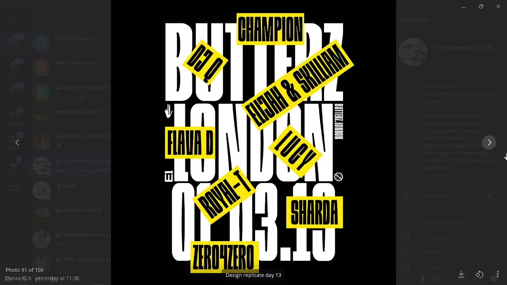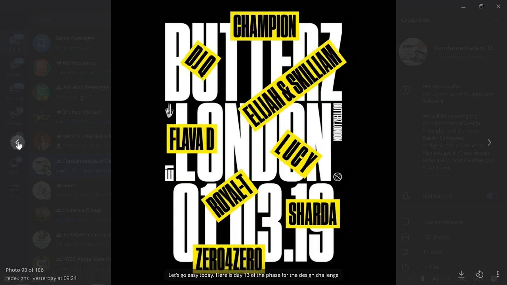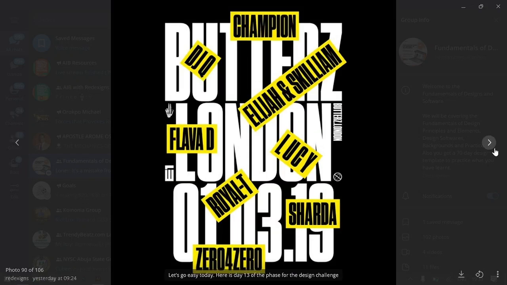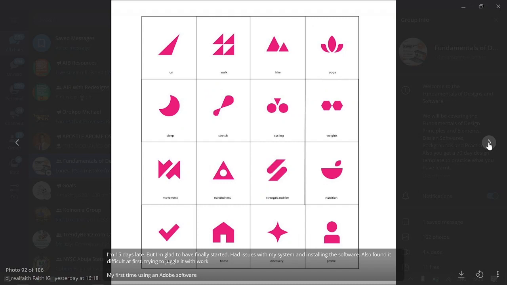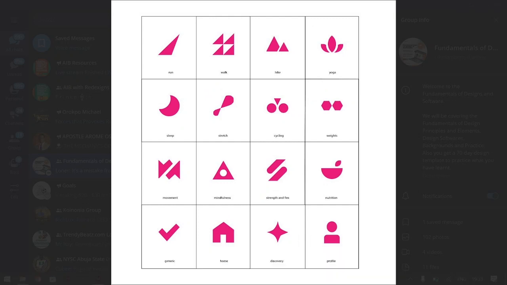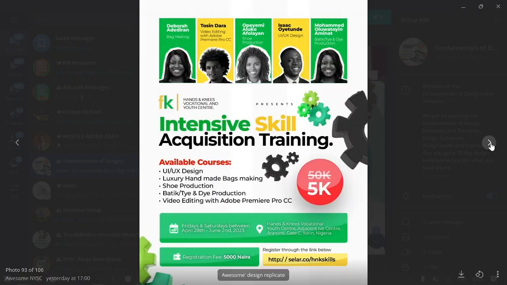And next execution again, Danzo. I don't know whether you designed yours yourself. If you designed it yourself, this icon here, kudos to you. Then I think this is Faith. This is where Faith began her own. And Faith, nice execution. Thank you for this. This is good. This is Awesome's replication.